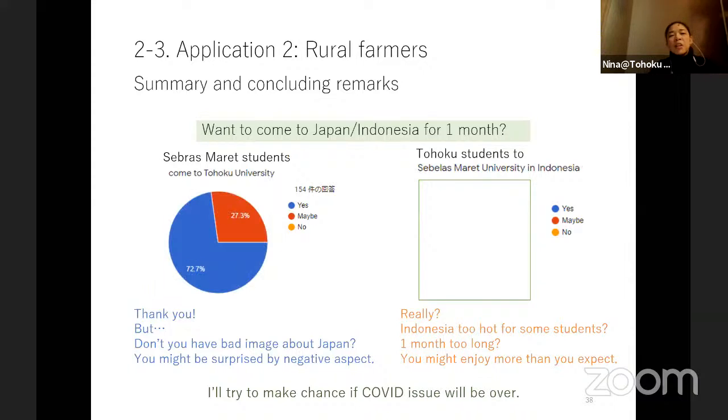So the Indonesian students' answer is like this. Wow, I was surprised a little bit. You see, from 154 answers, the blue color is 72%. Not surprised? I'm so surprised. What surprised me is that nobody said no. So maybe the other is 27%. But most of them want to come to Japan, really. I'm so happy to hear that.